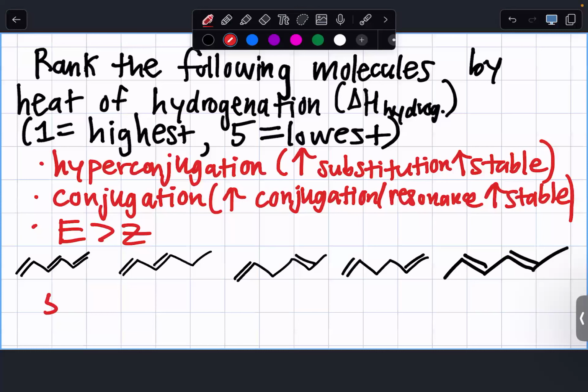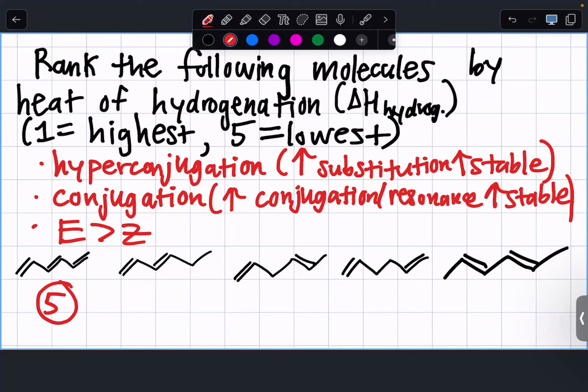So don't think about it like, since it's the most stable, it's number 1. Well, it depends on the question. If the question asks which one's the most stable, then this will be number 1. But the question here is asking which one is going to give us the highest energy, where since this is the most stable, this gives us the lowest energy. So make sure to read the question carefully.